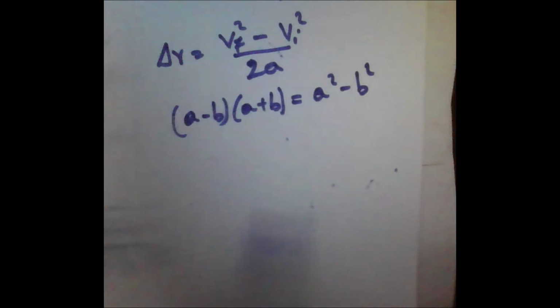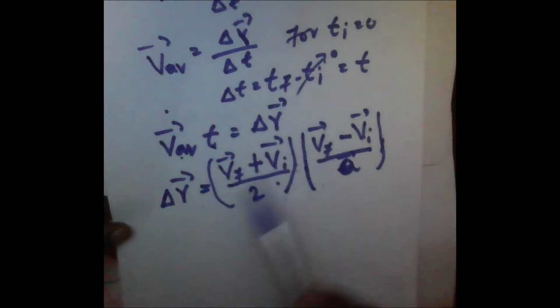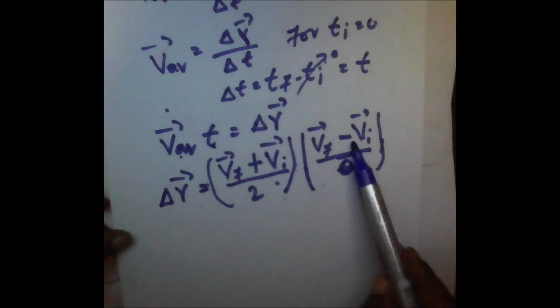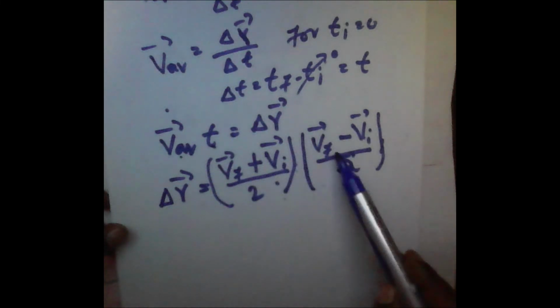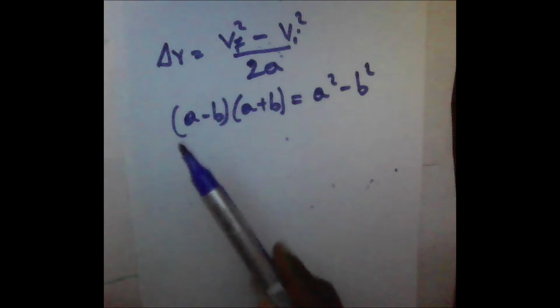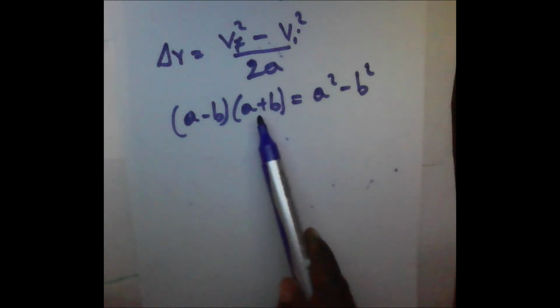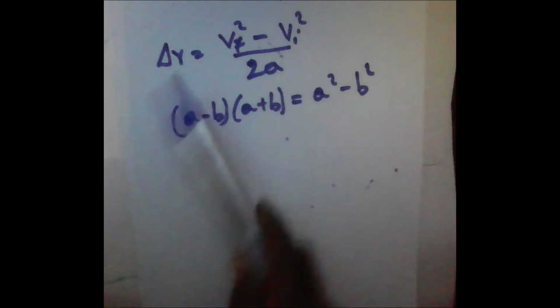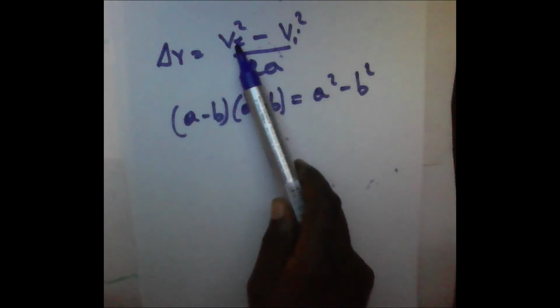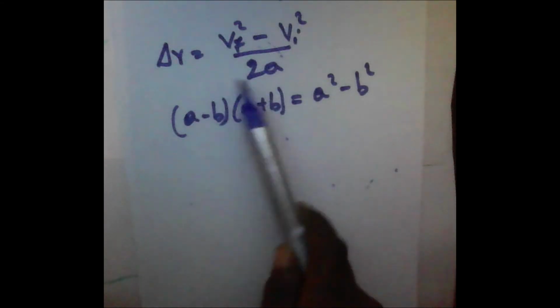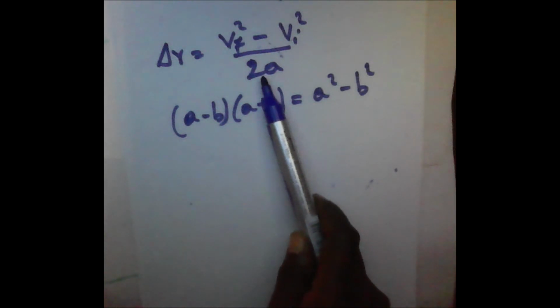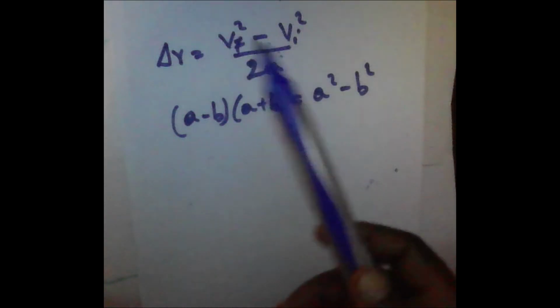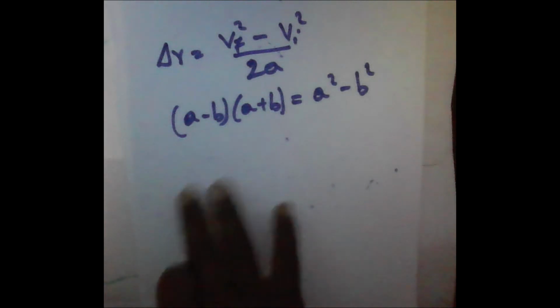Let's see once again, v final plus v initial, v final minus v initial. So v final square minus v initial square, like mathematically we have (a minus b) multiplied by (a plus b) means a square minus b square. So change in r will be equal to v final square minus v initial square divided by 2 times the acceleration.